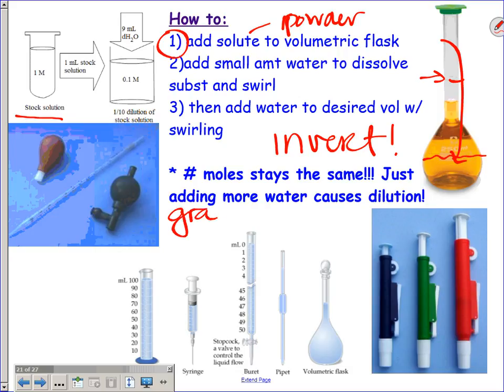Graduated pipette. And I don't care if you spell pipette with one P and one T, or one P, two T's, I don't care. Okay, so you'll use a graduated pipette, attain the volume you need, and then pop it into your volumetric flask, and then what would you do? Add water, invert to mix, swirl.